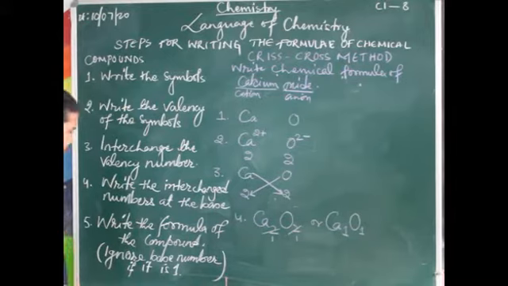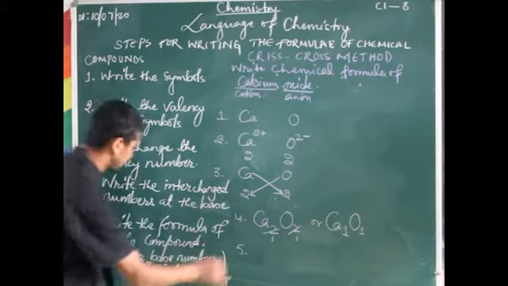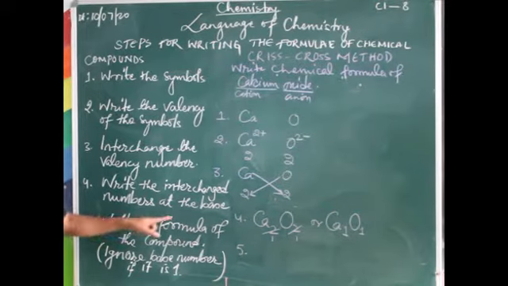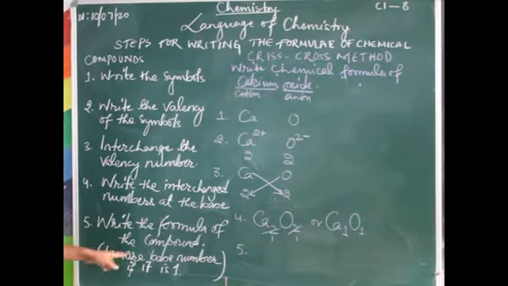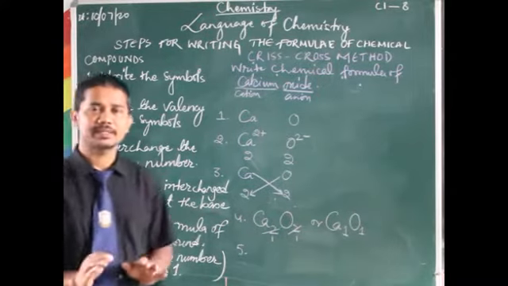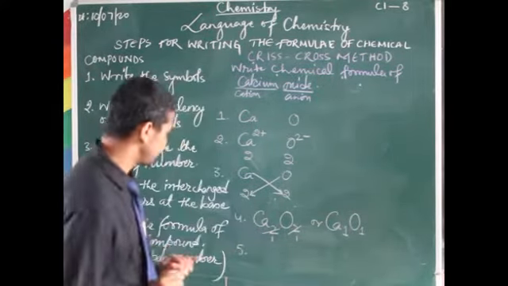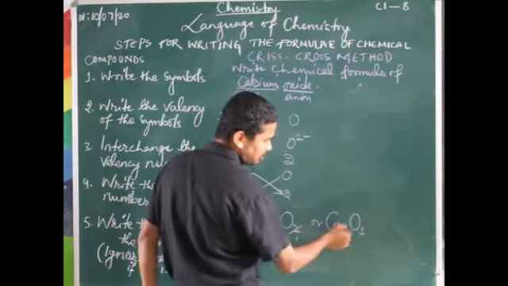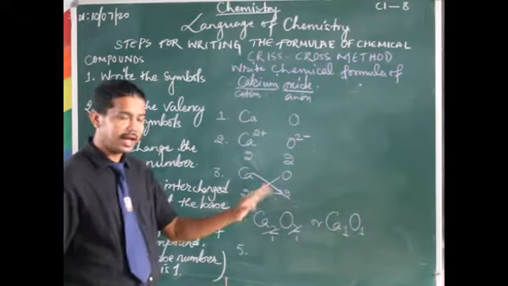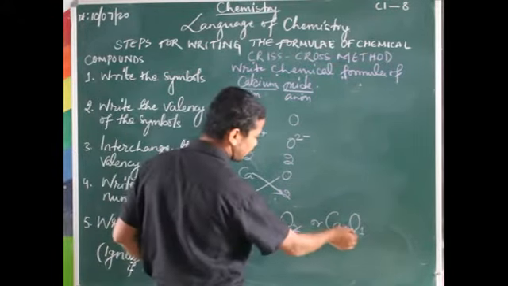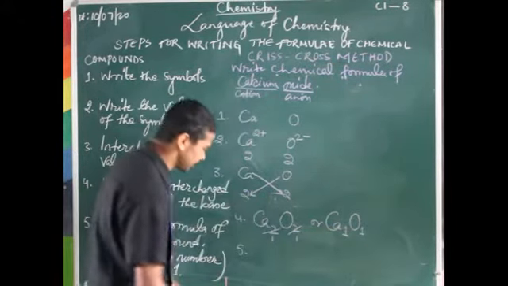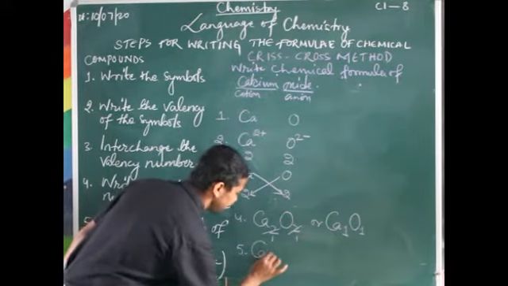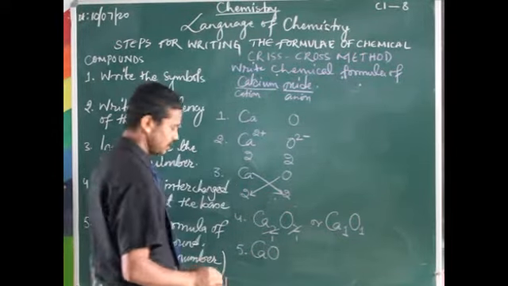Ca1O1. Okay. Now step number 5, what will you be doing? Step number 5: write the formula of the compound. Ignore the base number if it is 1. Since both the elements have one atom each, we'll be ignoring it. So we'll be writing CaO.